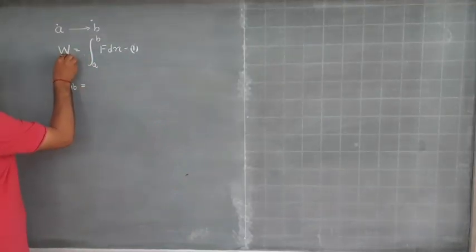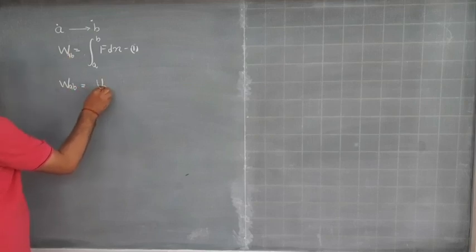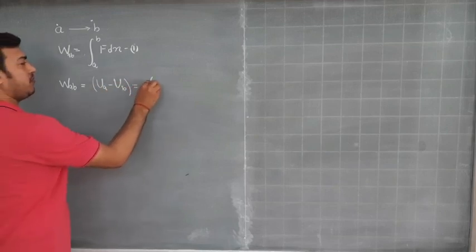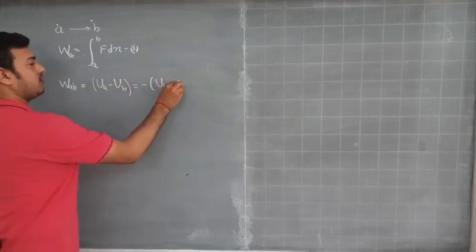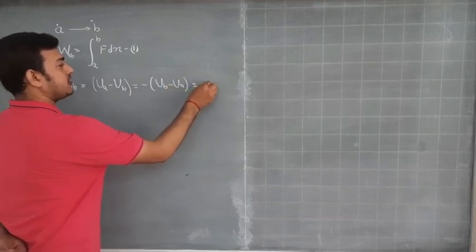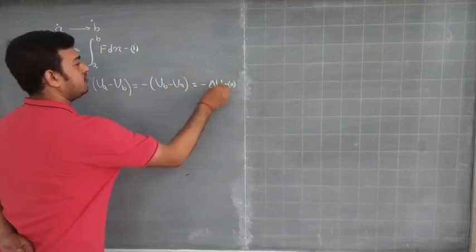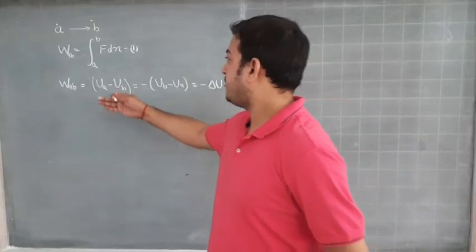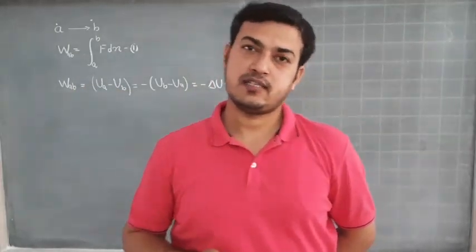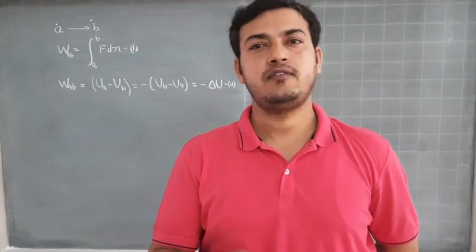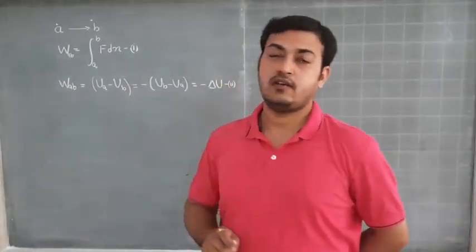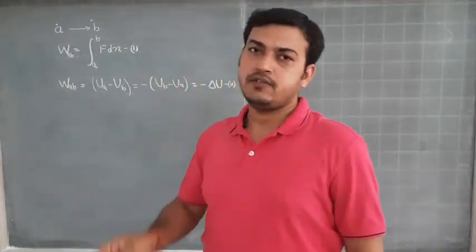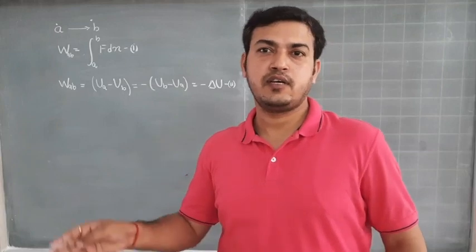W_AB equals the potential energy at A minus the potential energy at B, which on simplifying gives minus delta U. It means the negative of the change in potential energy gives the amount of work done when a particle of mass m moves from position A to position B under the action of a conservative force. Now we will use these previous concepts in analyzing today's topic.